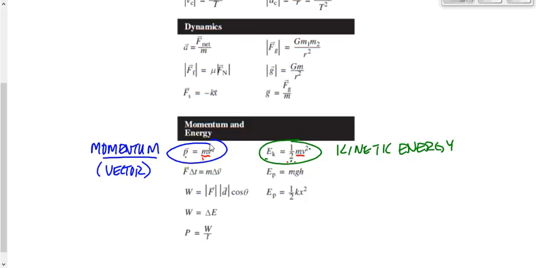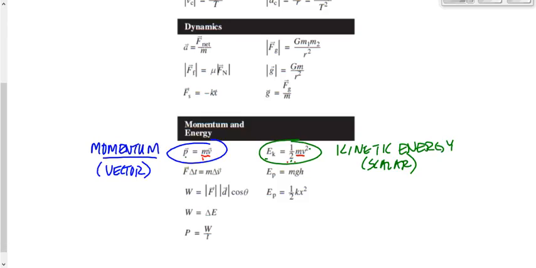And we talked about this yesterday. Speed doesn't have a direction. Good. Speed does not have a direction because speed is a scalar. And since speed is a scalar, kinetic energy is a scalar as well. So when you're finding the momentum of an object, pay attention to the direction. When you're finding the kinetic energy of the object, don't pay attention to the direction.